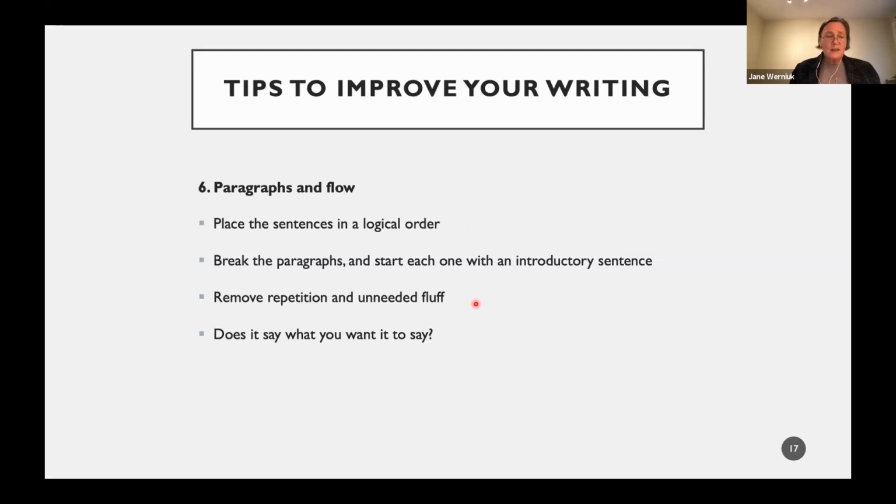By moving sentences and paragraphs into a more logical order, you may uncover repetition and unnecessary sentences that should be cut out. The ultimate test is this. Does the sentence, the paragraph, or the section say what you want it to say as simply as possible?